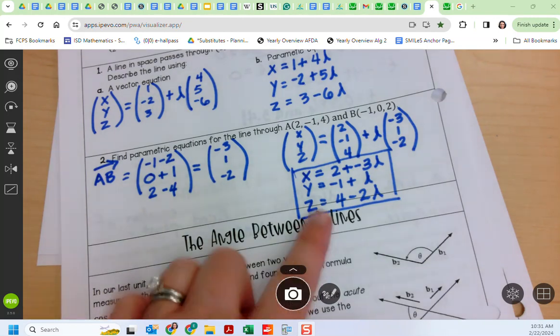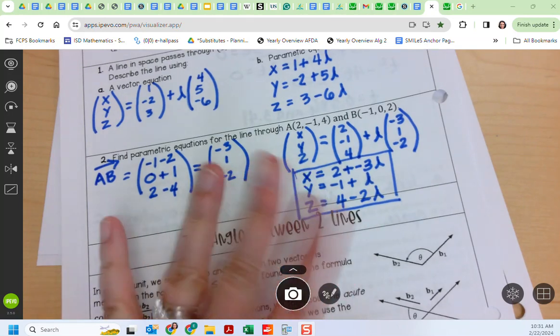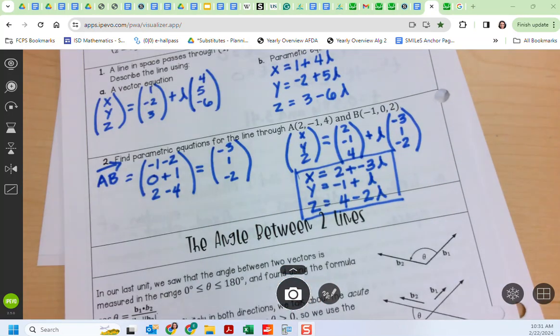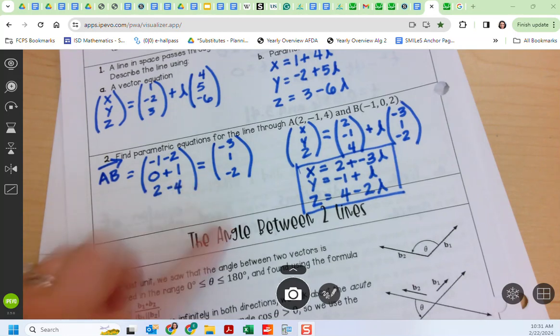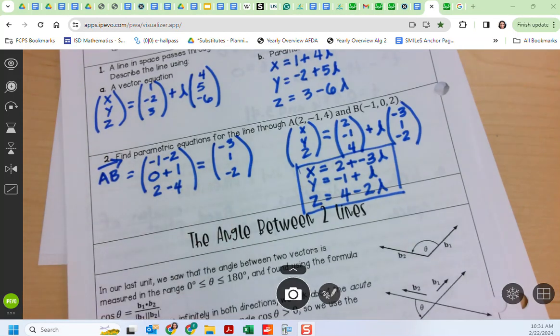Could you just go straight to this answer? Possibly. You could definitely skip this middle step. That was just kind of to show you where everything came together. You probably would need to show AB, especially like on your test, right? Any questions before we move on?